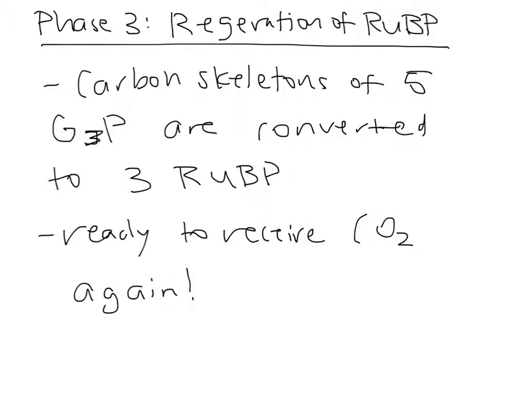The last step, phase 3, is the recycle step, or the regeneration of RuBP, which is the organic molecule that accepts carbon dioxide. So the carbon skeletons of the 5 glyceraldehyde 3-phosphates that are formed after the reduction phase are converted into 3 RuBP, ribulose bisphosphate, through a complex series of reactions that reform these skeletons. And once these 3 ribulose bisphosphates are formed, they are ready to receive CO2 again and restart the reaction.